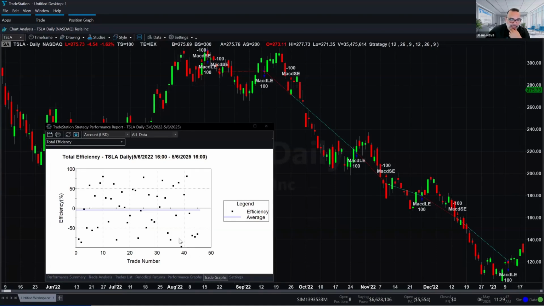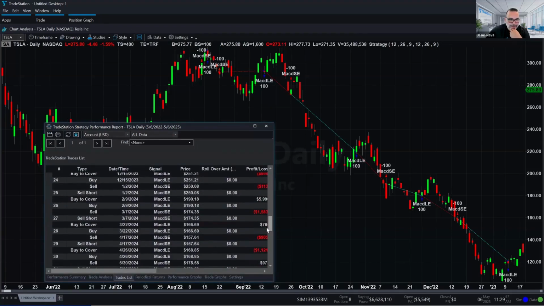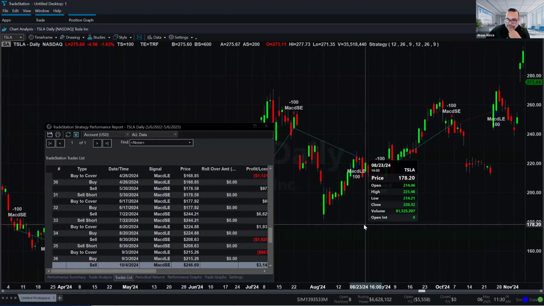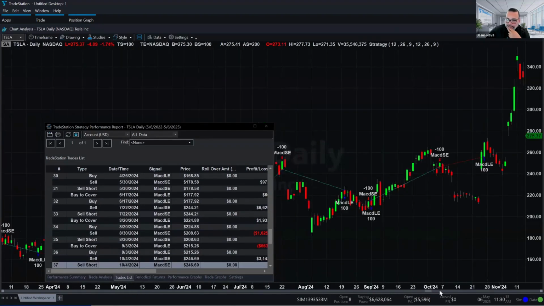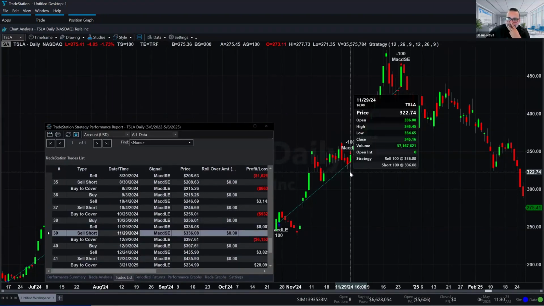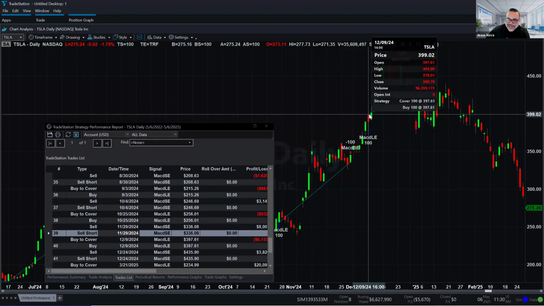In a trade that has a negative efficiency, for example, this is trade number 39. Let's go ahead and take a look at where it lands. 39 happened November 29th, 2024. So if I go here to the historical backtest, November, that's not it. Maybe this one, November 29th. This is the trade right here. So it went short at the very bottom and then exited at the very top.